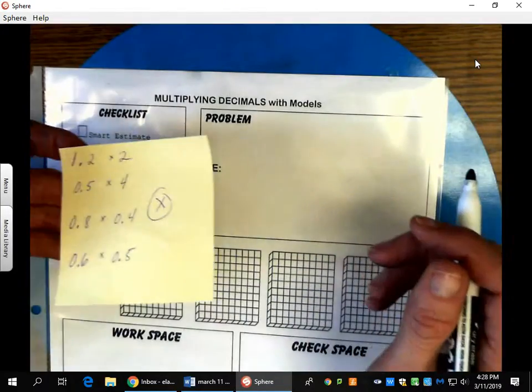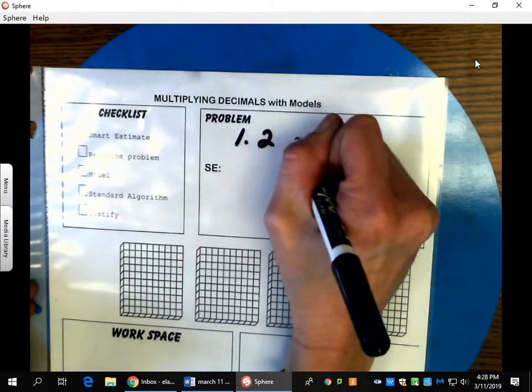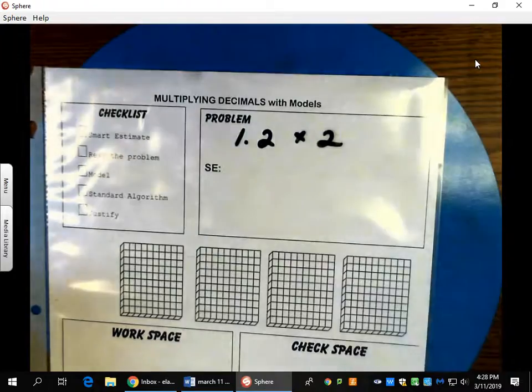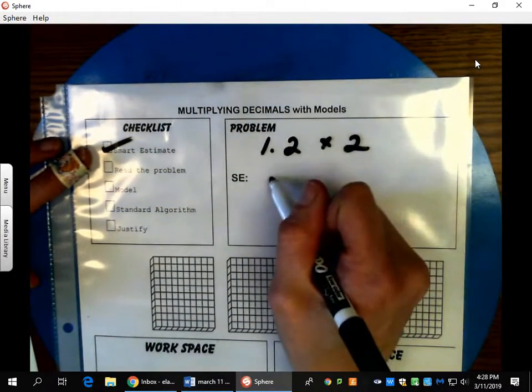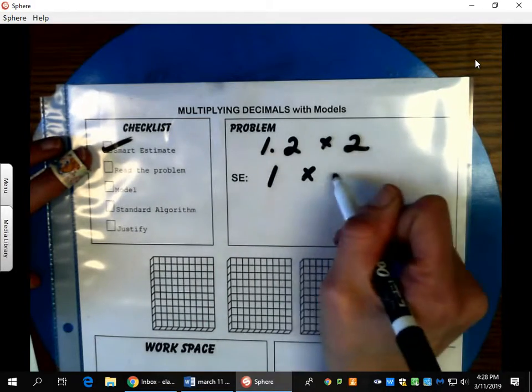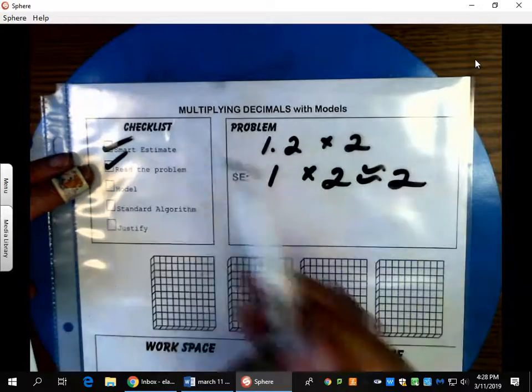Okay, so I have 4 problems that we're going to work on together. The first one, I'm going to write here. So the first thing is to make a smart estimate. For this I say, oh, well, that's pretty close to 1 times 2, which is about 2. Awesome. The next thing is to read the problem.